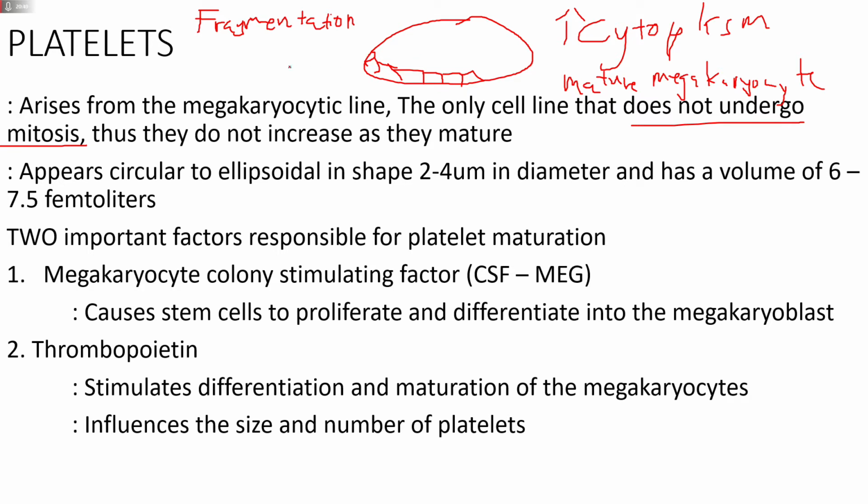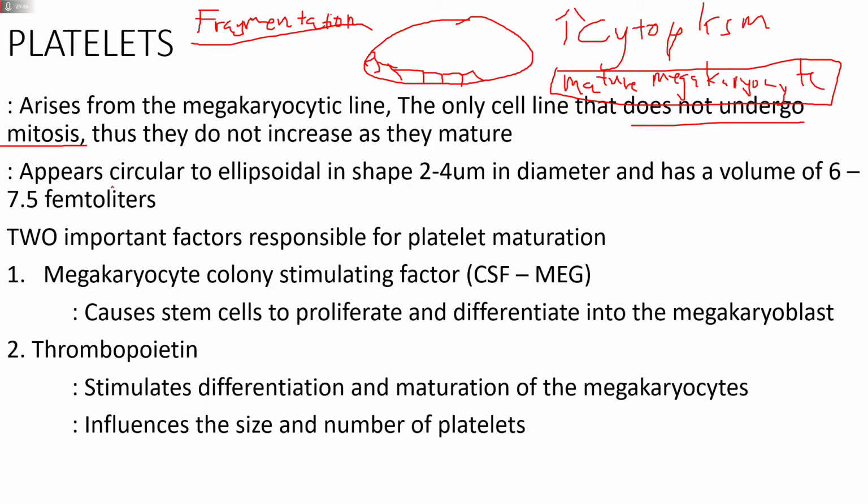They become small platelets. So kapag tinanong what is the composition of your platelets, they come from the cytoplasm of your mature megakaryocyte. So again, your platelets arise from the megakaryocytic line. They do not undergo mitosis. They do not undergo division, cell division, but instead, they come from the fragmentation of your mature megakaryocyte. And your mature megakaryocyte has increased cytoplasm space.